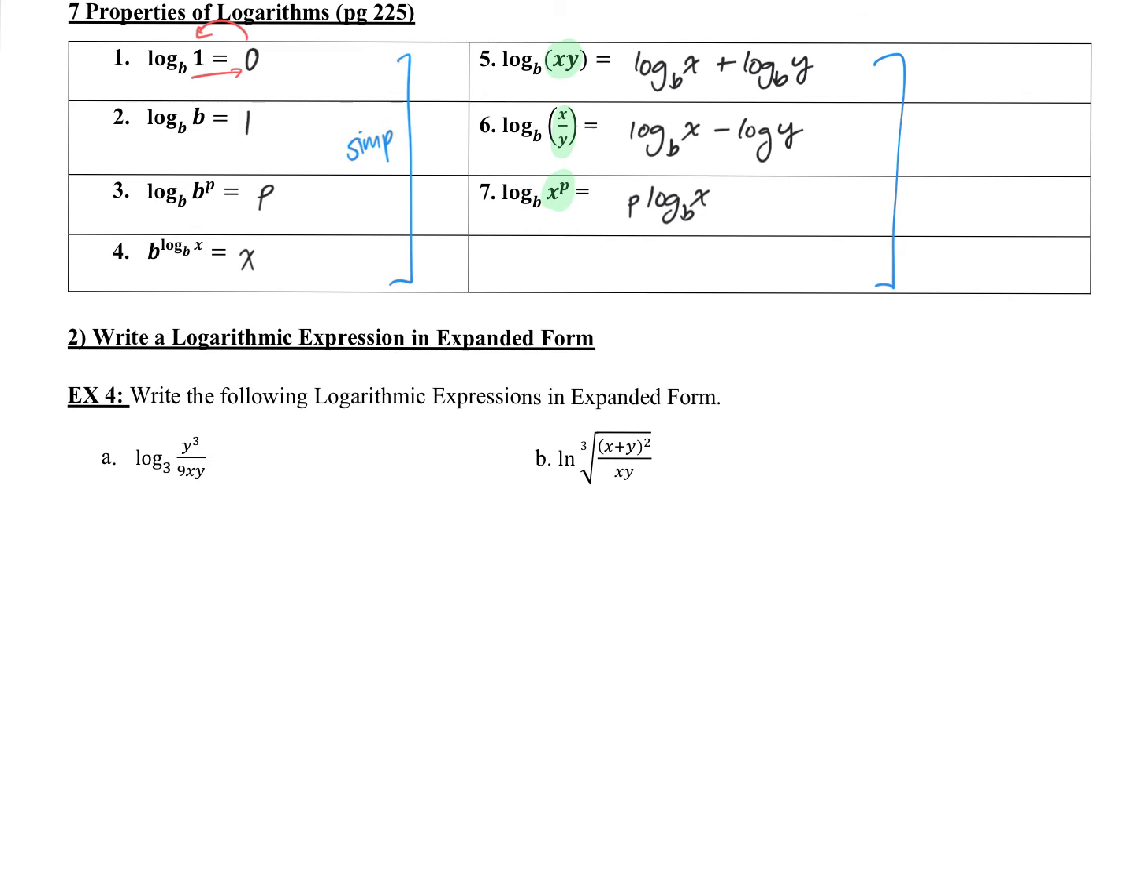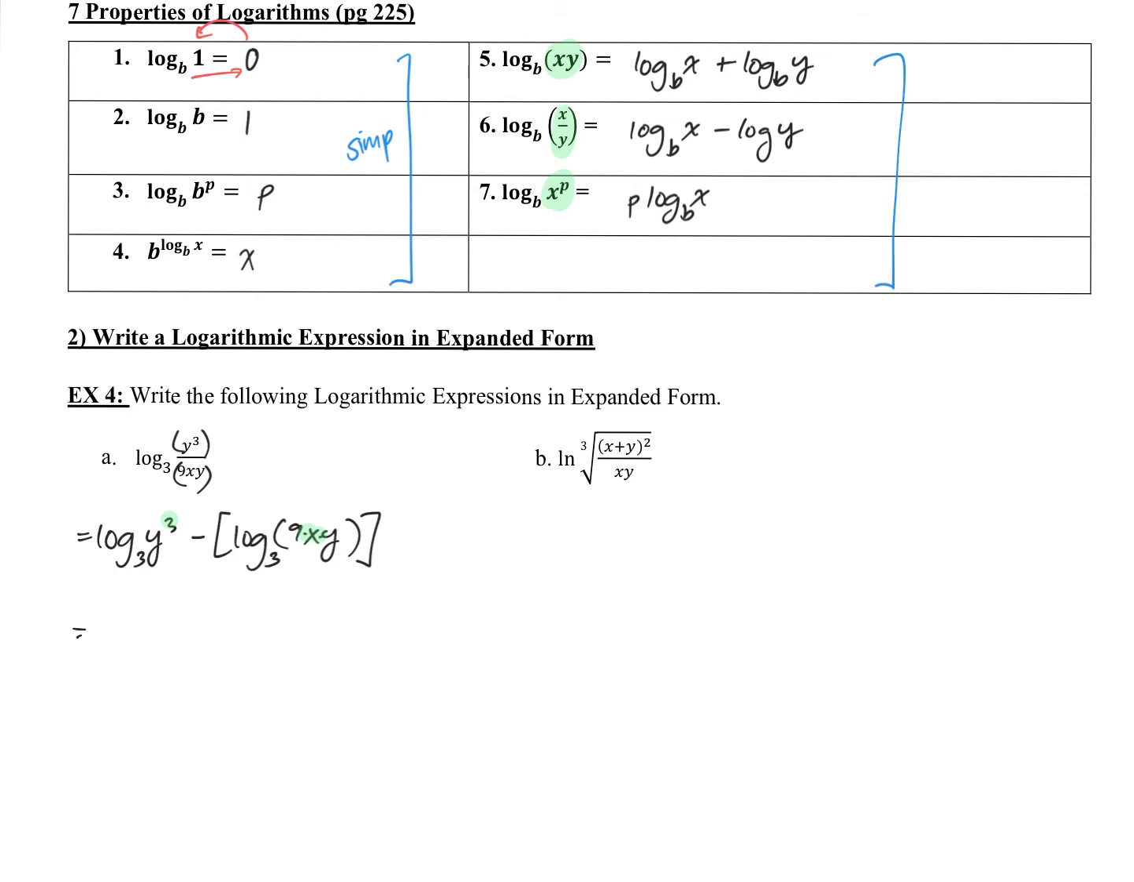So because of that, we'll go ahead and split the division. We have the top and the bottom. So that'll be log base 3 of y cubed minus log base 3 of 9 times x times y. Are we done? No, why not? Well, because I still see a power hanging out right there, and then I still see some multiplication hanging out. Still got to fix that.